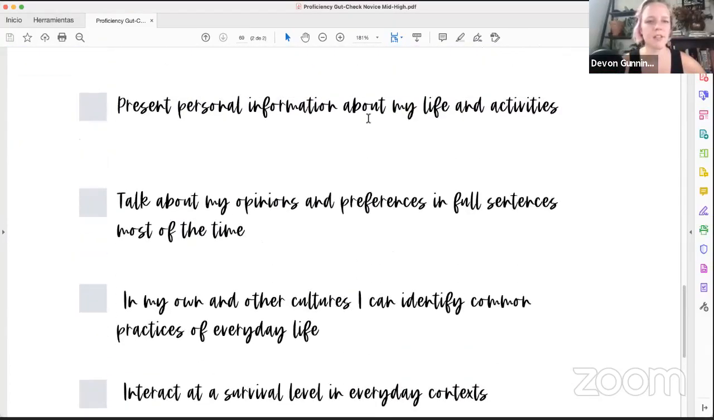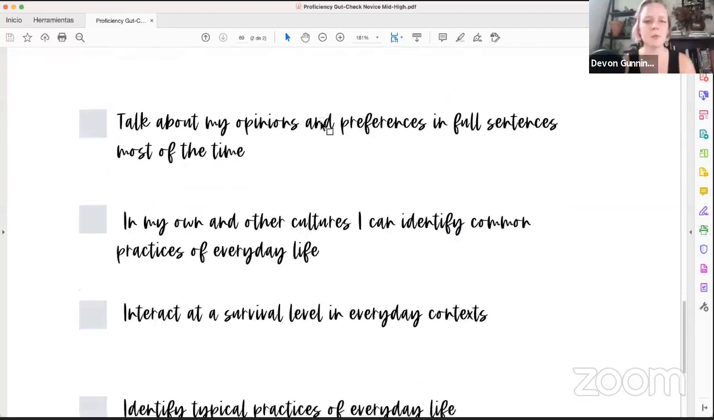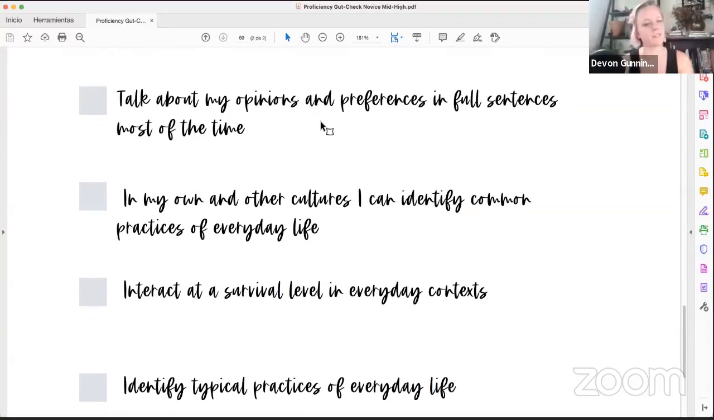All right, and here's the second list that we got here. This is where we're starting to get into the presentational. Okay, can your students present personal information about their lives and activities? I bet you they can. This is something that usually gets covered pretty quickly. How about this one? Can they talk about opinions and preferences in full sentences most of the time?